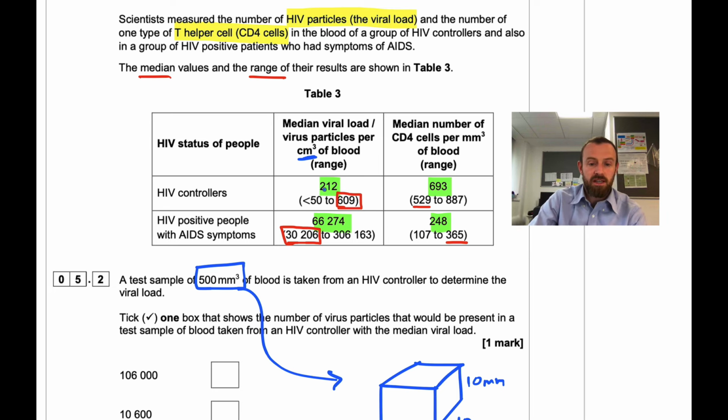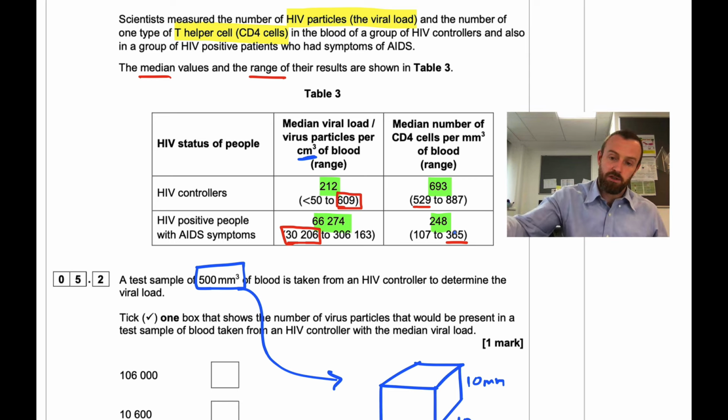So I would start by saying that the viral load of HIV controllers is much lower, and in fact that even the highest viral load out of all the HIV controllers was still substantially lower than the lowest viral load of anyone with AIDS. Then I'd also talk about CD4 cells. The number of CD4 cells in the HIV controllers was much higher, and even the lowest was much higher than the highest CD4 count of people with AIDS.